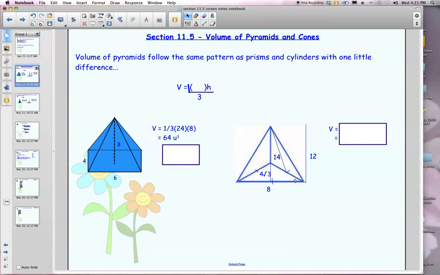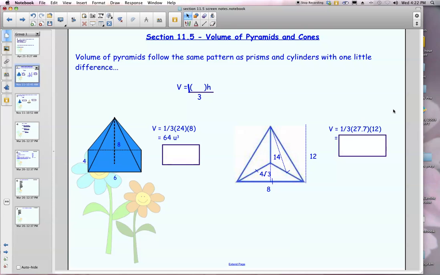In this case, we have another pyramid. To find the volume, again, we have to take the area of our base. The base in this case is a triangle, so we will do 1/2 base times height of the base. So we will do 1/2 times 8 times 4 times the square root of 3. That will give us the area of our base. And then we will take that times 12, because that's the height of the pyramid. Don't use the slant height, use the regular height. And then we will take 1/3 of that.